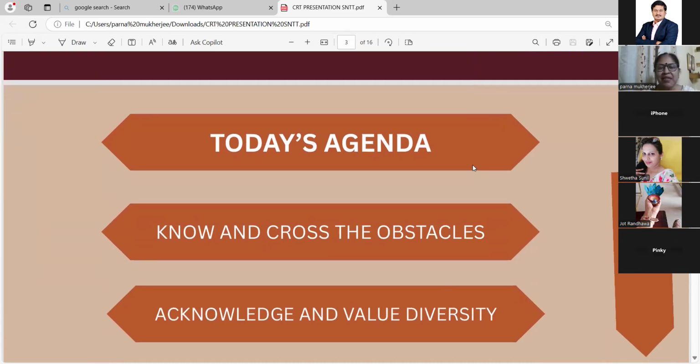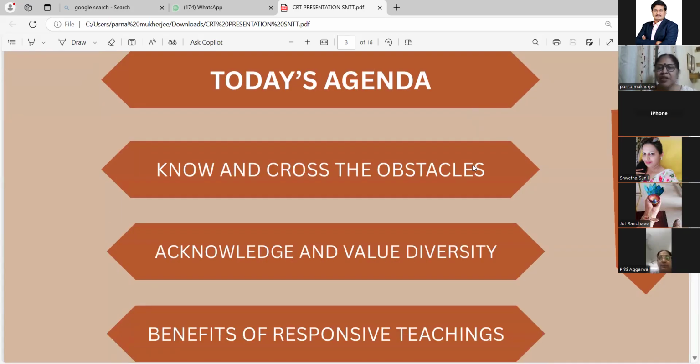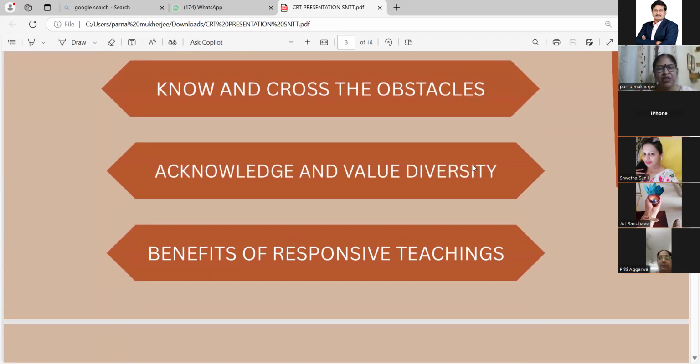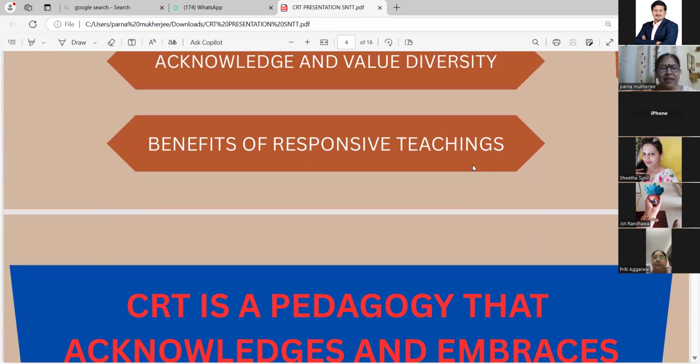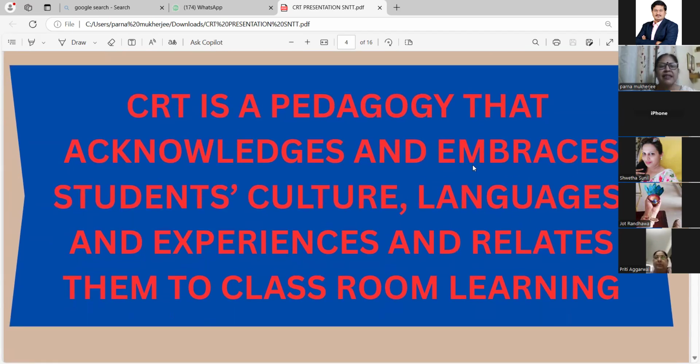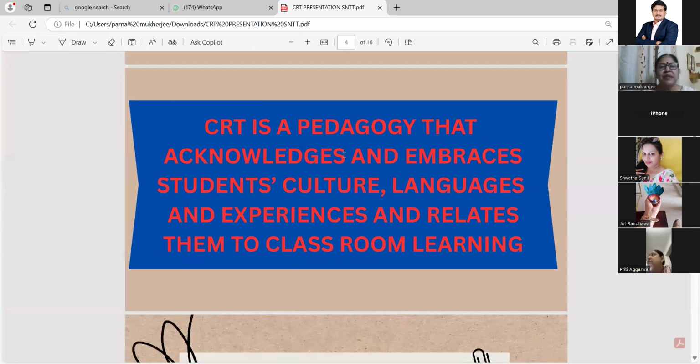Now, let's see today's agenda. We want to understand the culturally diverse, what we actually mean by culturally responsive teaching, what are the obstacles we are facing in that, acknowledging and valuing diversity, and then the benefits of such responsive teaching. Now, before that, let me tell everybody what CRT, culturally responsive teaching, means.